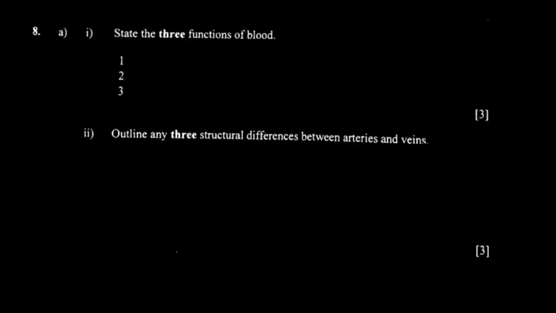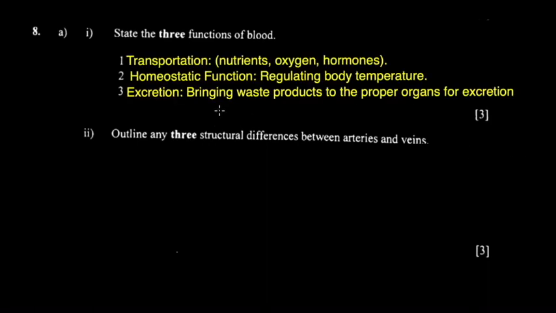State three functions of blood. Just like I said, I've already preloaded the questions so that the videos are a bit shorter, and also so that it's very clear when you read. So the three functions of blood, we have transportation first. If you're asked what are the three functions of blood, there is the transportation function, there is the homeostatic function, and there is the excretion function.